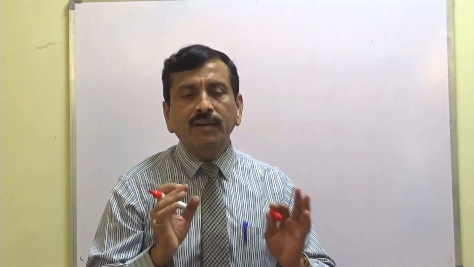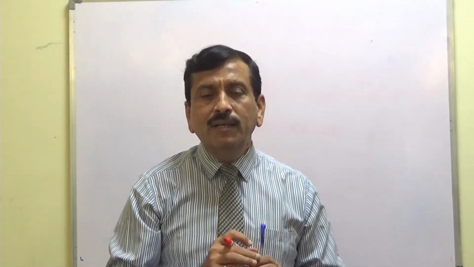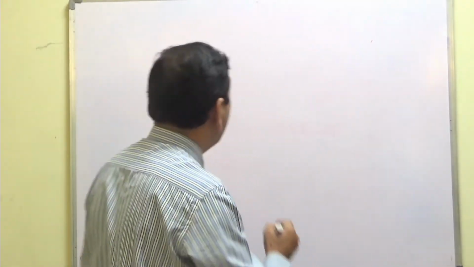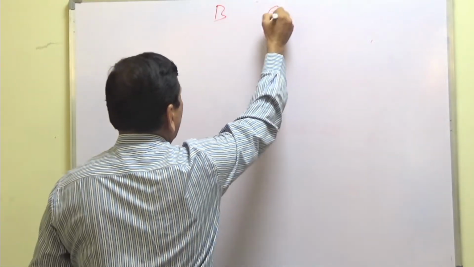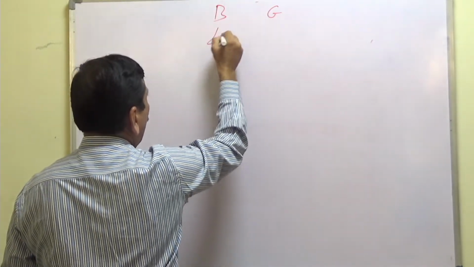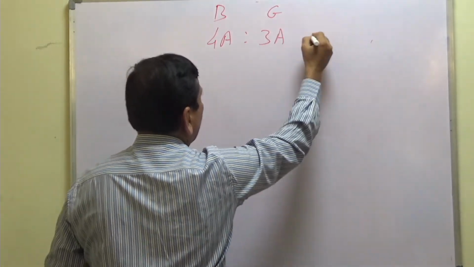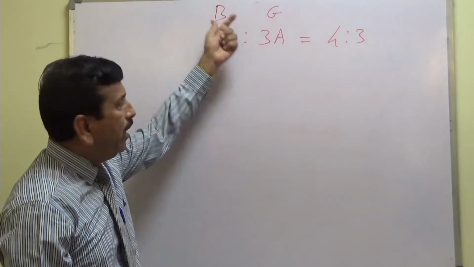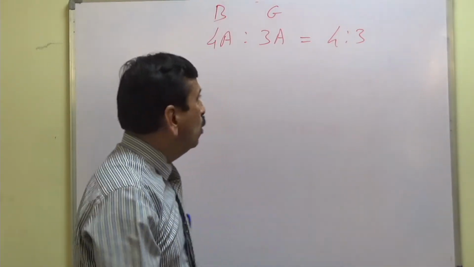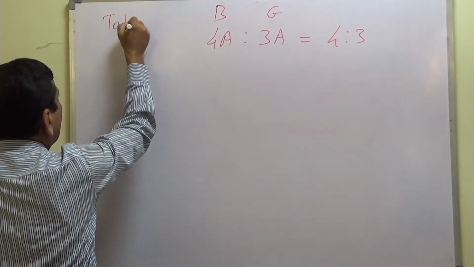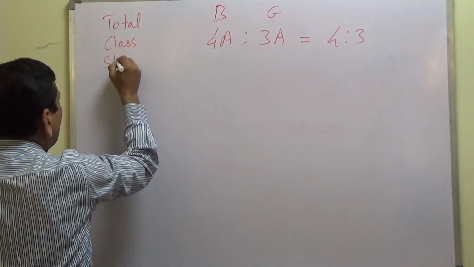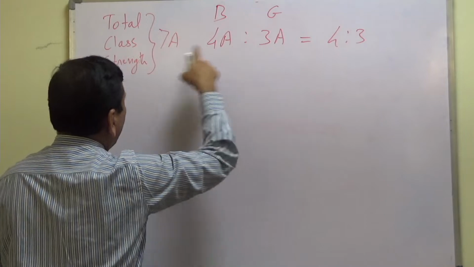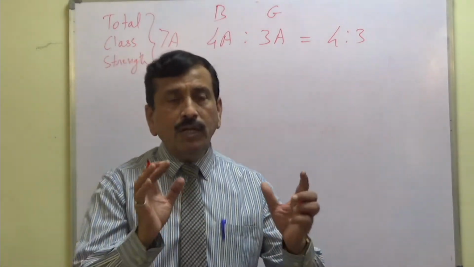Now what we do, we start with the thing, let the number of boys be B and girls be G, but it is given that they are in the ratio 4:3. So can we imagine boys and girls 4A is to 3A? They are in the ratio 4:3. So we assume that the number of boys will be 4A and the number of girls will be 3A. So total class strength will be 7A, 4A plus 3A. So we have understood the basic part of it.